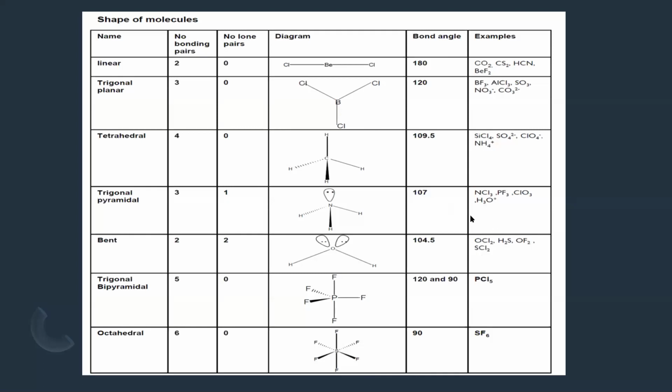So predicting the geometry: what will the geometry be if there are three bond pairs and one lone pair? Then we call that trigonal pyramidal, with a bond angle of 107. Examples like NCl3, PF3, ClO3-, H3O+, they all have a trigonal pyramidal structure.